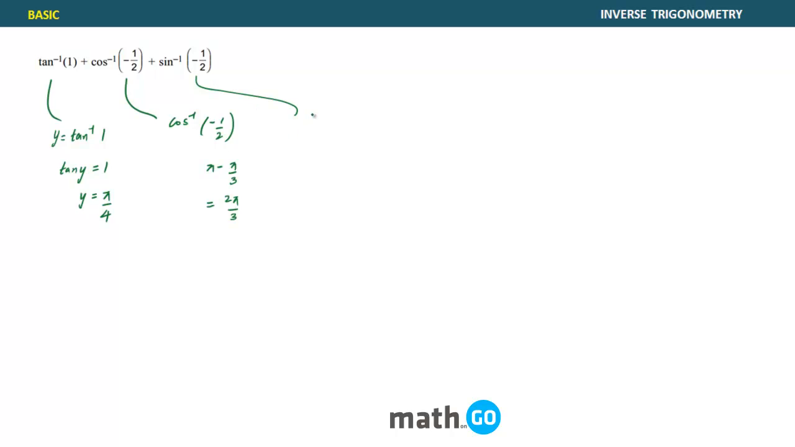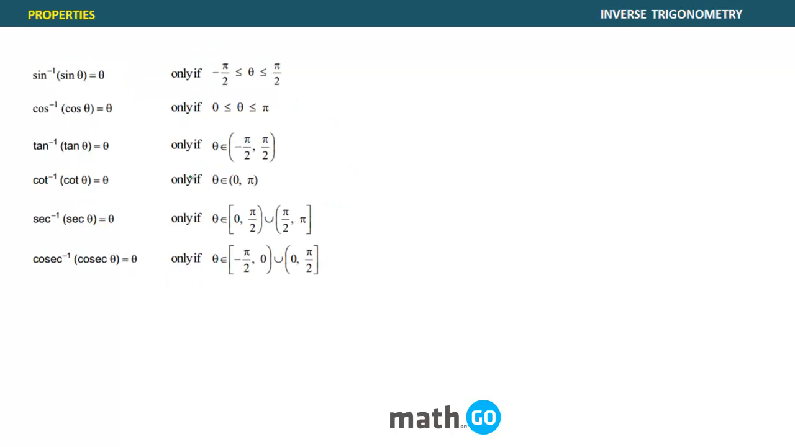Sin inverse negative will return which angle? A fourth quadrant angle. This again you need to remember. Think of when sine becomes 1 by 2: at pi by 6. You want a fourth quadrant angle, so this will return minus pi by 6. So the answer to this problem is pi by 4 plus 2 pi by 3 minus pi by 6. This is how you are going to answer this problem.